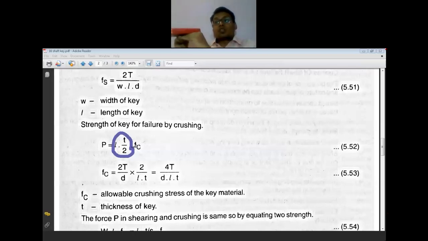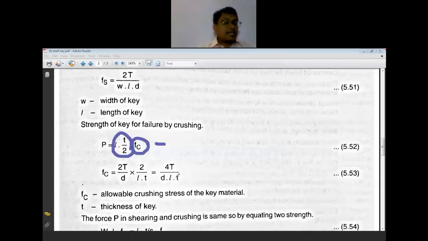So the force from the shaft is applied on half of the area; half of this area will be considered. That is, the length into thickness by 2. So the force P is equal to L into T by 2 into the stress. Here it's a crushing stress. Above, it's a shear stress because we are twisting, so it becomes a shear stress. Here we are compressing or crushing, so it becomes the crushing stress. Stress is nothing but force per unit area, and that is why P is equal to L into T by 2 into Fc, which is also equated to 2T upon D, and this crushing stress Fc will be equal to 4T upon dlt.